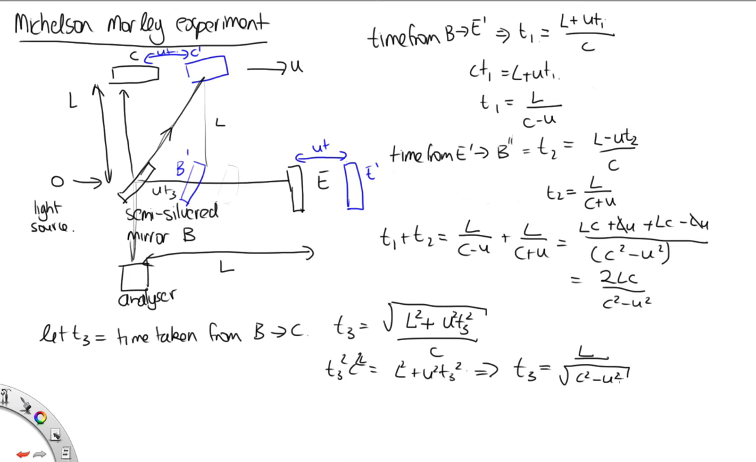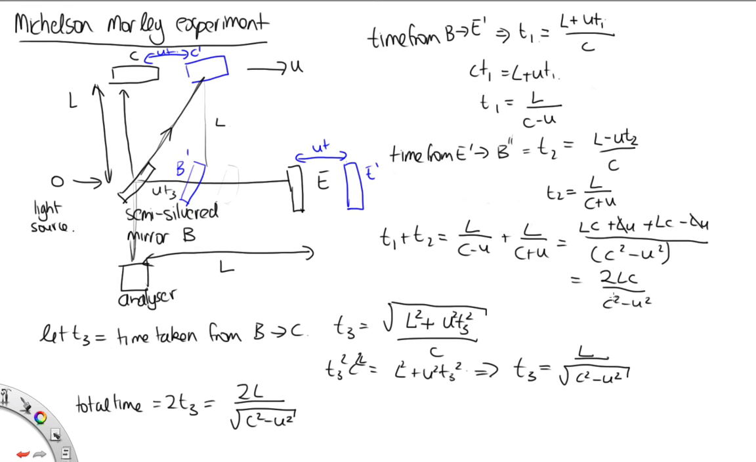minus U squared. Now the light needs to travel from B to C and back to B. That's the time it takes in the arm. So total time is just double the time going up. So it's equal to 2T3. So it's equal to 2L over the square root of C squared minus U squared.